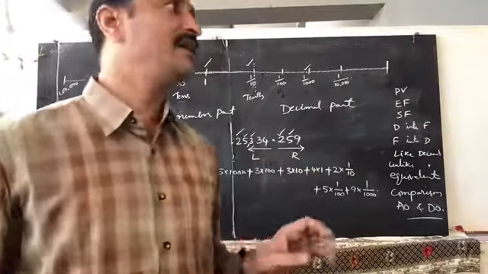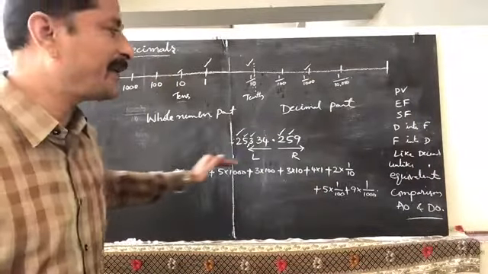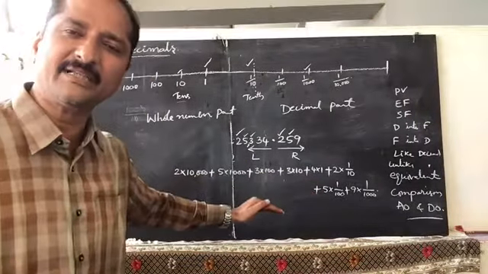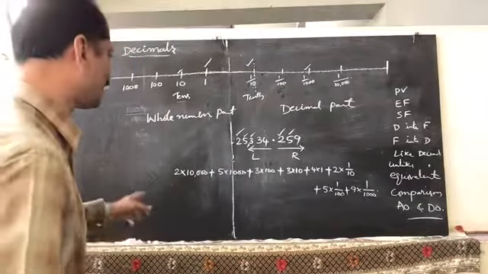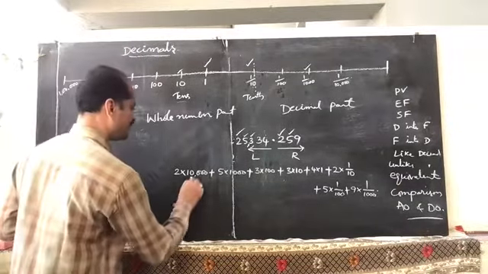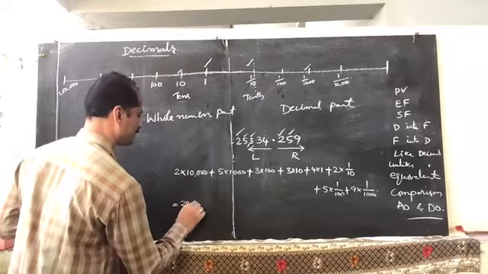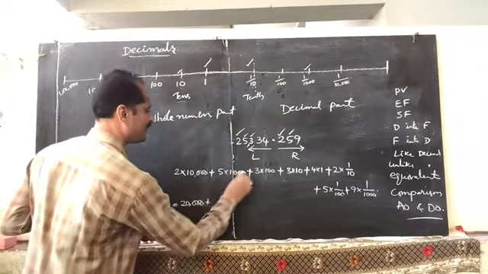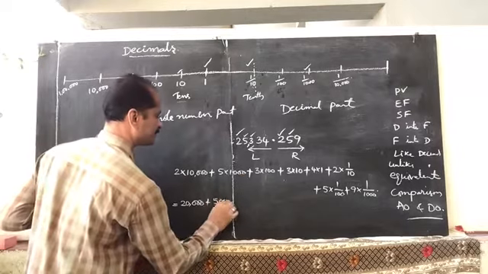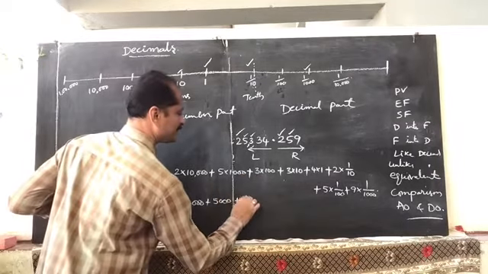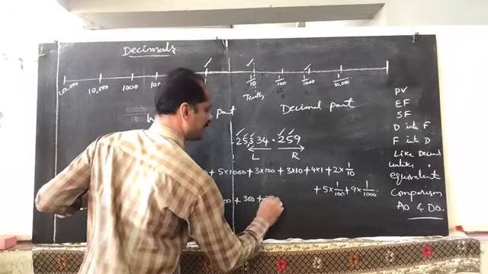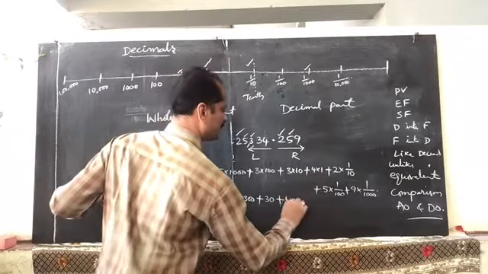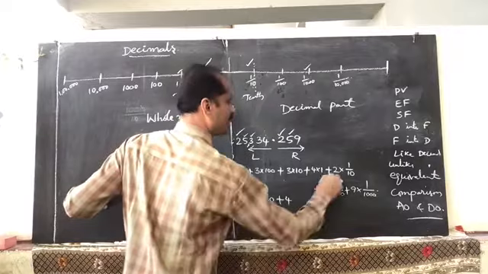So in this way, you can find out the expanded form. Expanded form is nothing but the sum of the place values of each digit of a given number. So now, if you are adding all this, the place value of 2 is 20,000. Place value of 5 is 5,000. Place value of 3 is 300. Place value of 3 is 30. Place value of 4 is 4 plus 2 into 1 by 10.